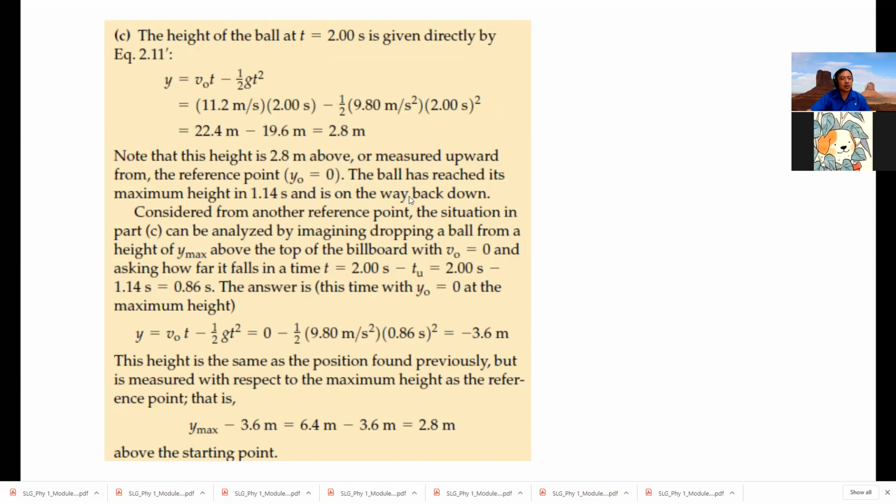So there's another approach in solving this problem. Considered from another reference point, the situation in part C can be analyzed by imagining dropping a ball. So you can analyze it starting from the maximum height, as if you are dropping it. If dropping, v naught is 0. Earlier, we used the release point with positive velocity. But you can also analyze from the maximum height, as if it is dropped, because the final velocity at the maximum height is 0. So there, you can use that. V naught is equal to 0 and we ask how far it falls in 2 seconds.